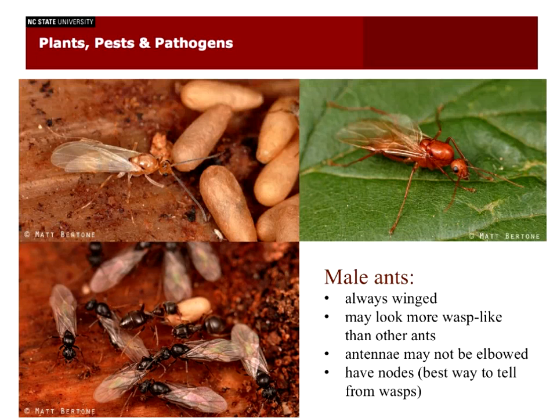Most likely you're going to find workers, but sometimes you find winged ants, and we got a lot of winged ants being submitted because they swarm around the house. You may have males or queens if you have winged ants. So just be sure, and males are very difficult to identify. You need special keys to look at them. But if you can get some practice, you might be able to tell what they are.